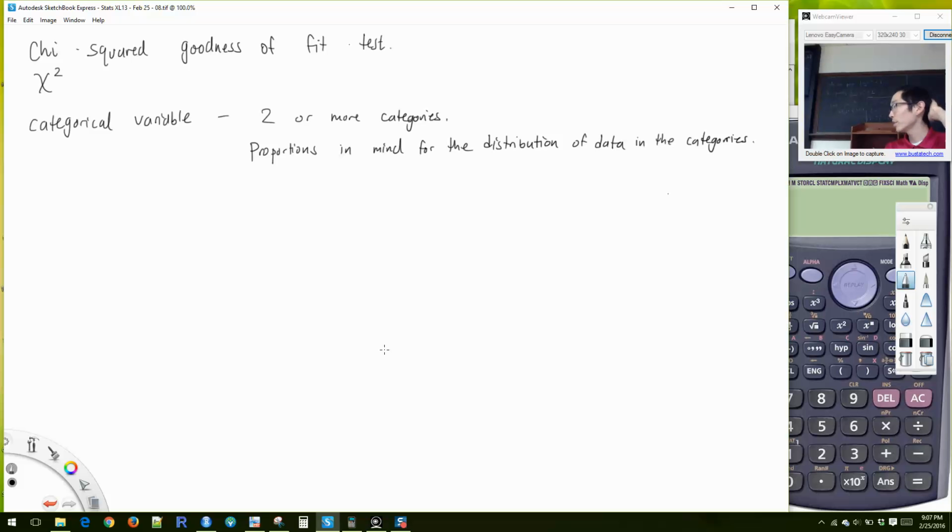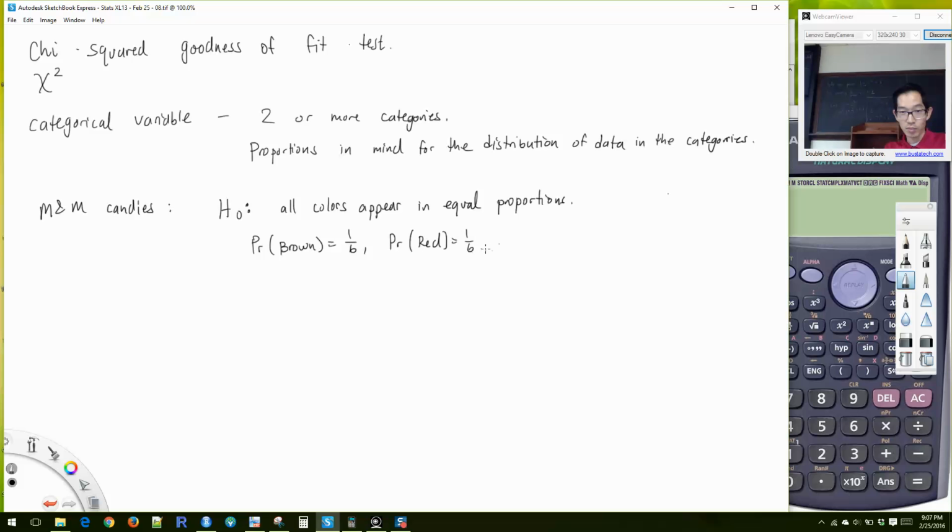Okay, so it could be whatever. It could be as simple as, for M&M candies, your null hypothesis would be something like all colors appear in equal proportions. Symbolically, we would write something like this: proportion brown equals 1/6, proportion red equals 1/6, proportion blue, and so on, etc., until you get to all the other colors. All right, so that would be the null hypothesis, and then the alternative would be at least one of these proportions is wrong.